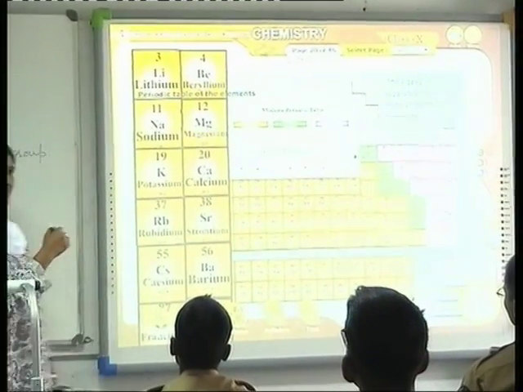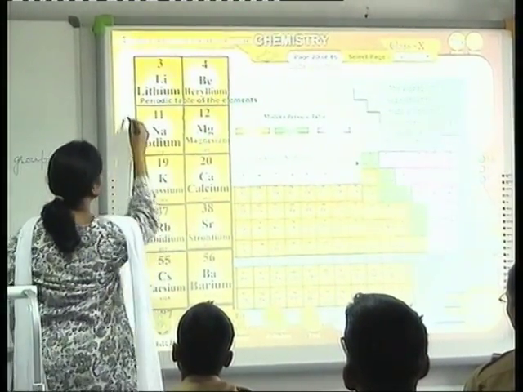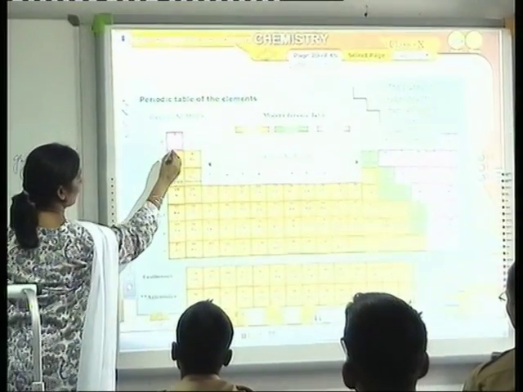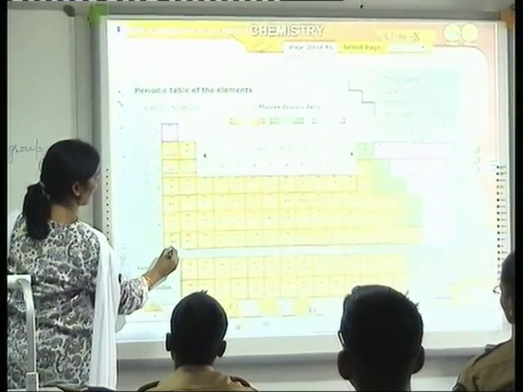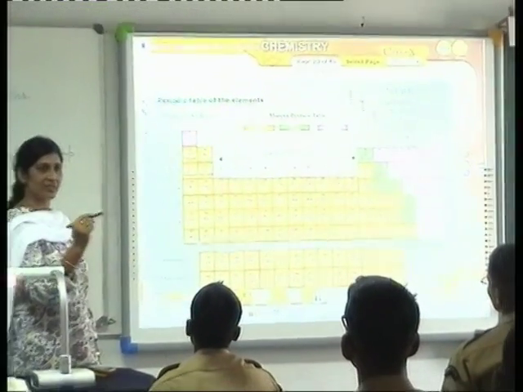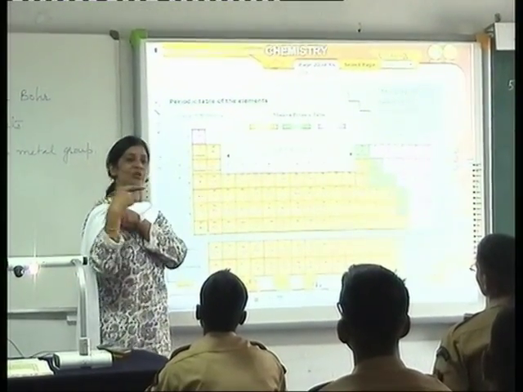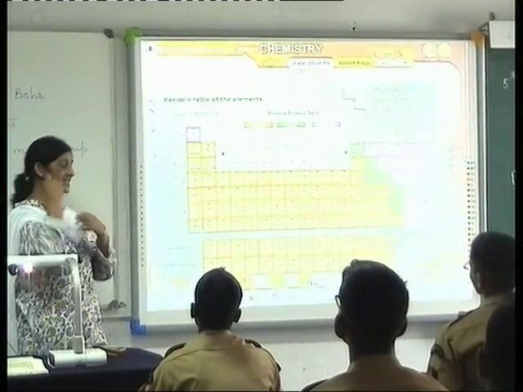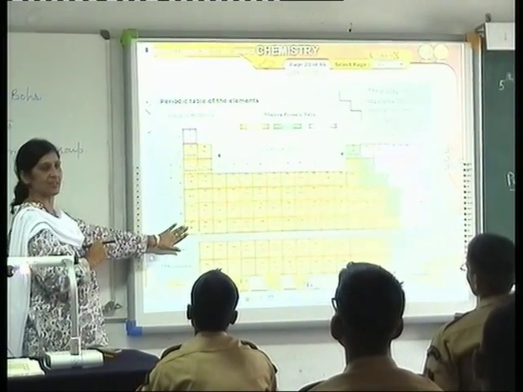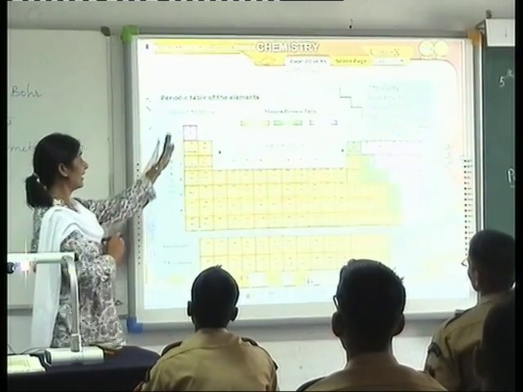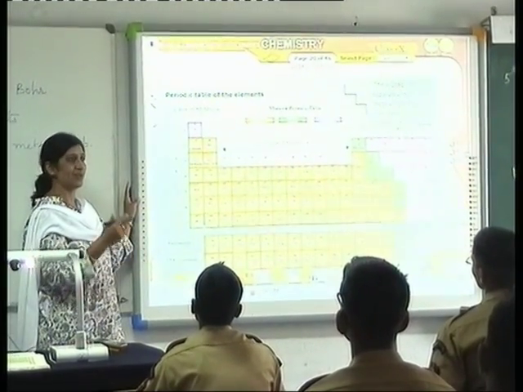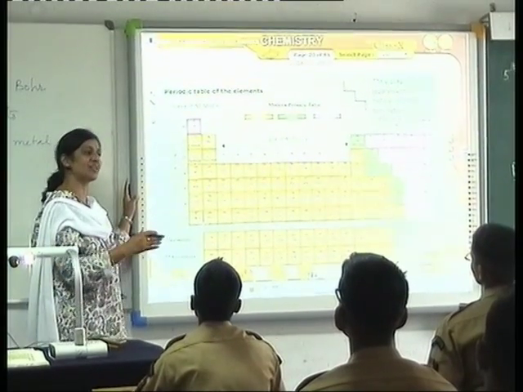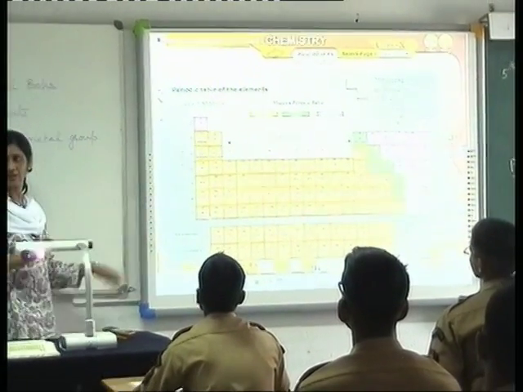Out of all these elements, francium is different, Fr. Why is it different? Because it is radioactive. Hence, the properties of radioactive elements are different. Why have they been called alkali metals? What is the reason they have been given the name alkali metals?